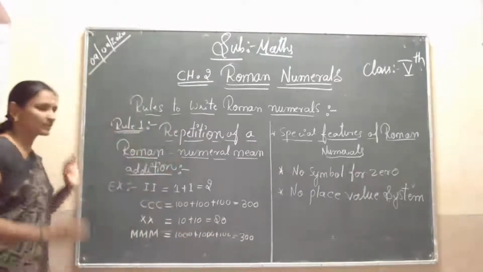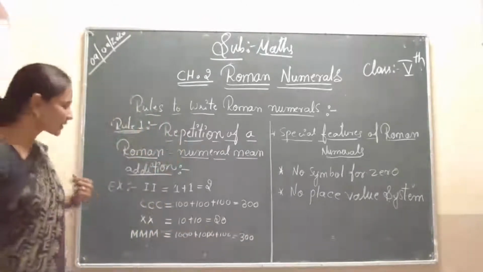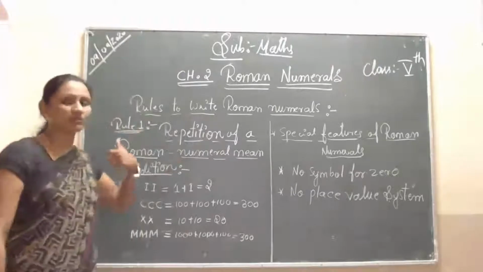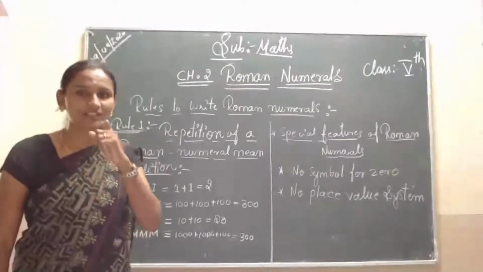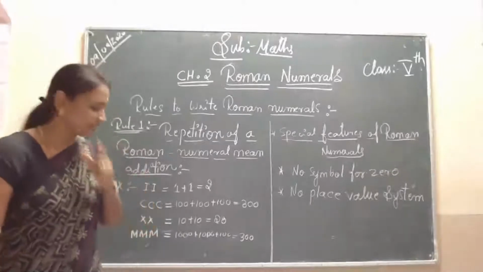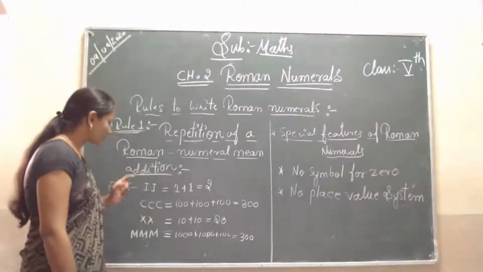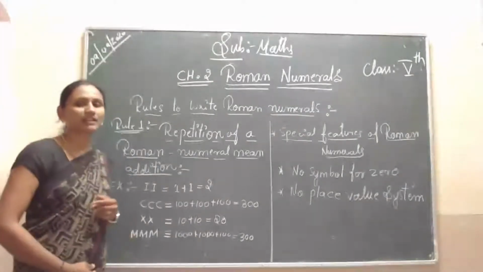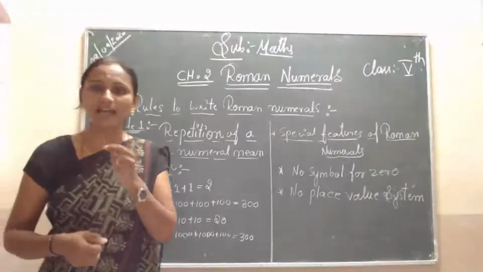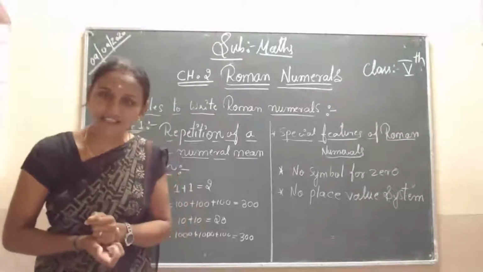Yes, students, just keep this in mind. Especially, how many symbols can be repeated a maximum of 3 times? Students, think and tell me the answer. Yes, that is it: I, C, X, M. These are the symbols that can be repeated a maximum of 3 times.